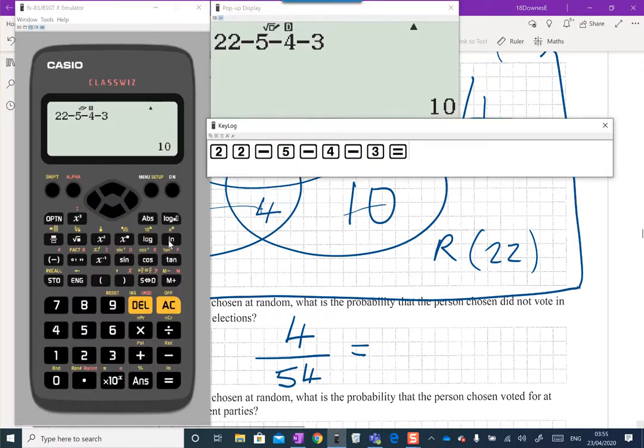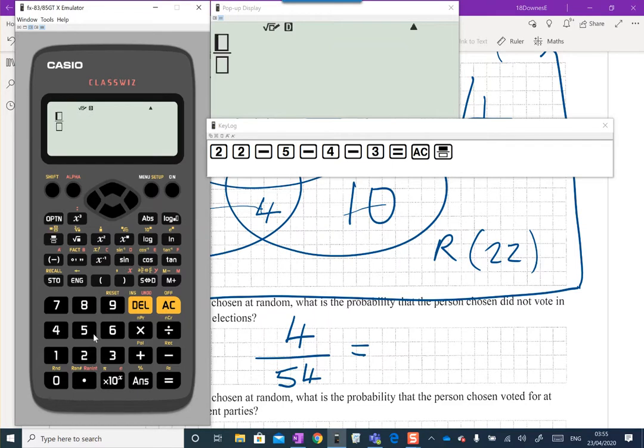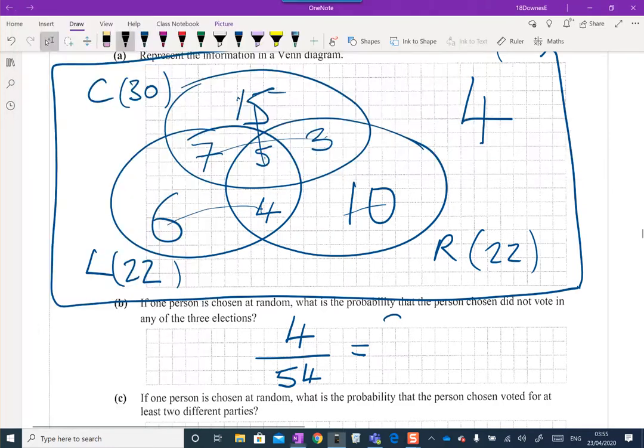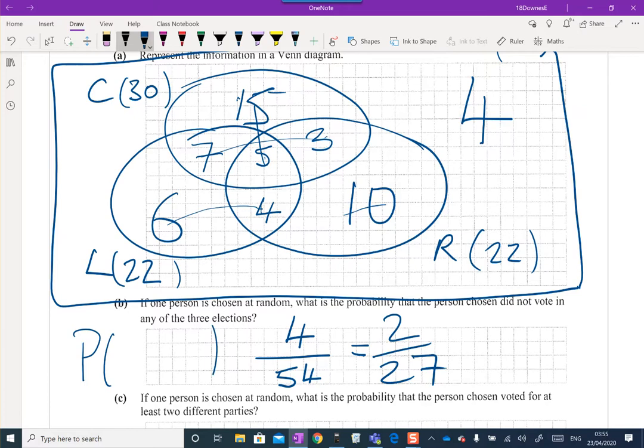I'm encouraging you to get the answer right. And so a lot of you would way prefer to do it in the calculator, because many of you might just leave that at 4 over 54 and lose marks, and that would be terrible. The answer is 2 over 27. You can write something like probability and somehow describe in words what the event was: no voting, did not vote, something like that. But you don't have to put that in, that's optional.